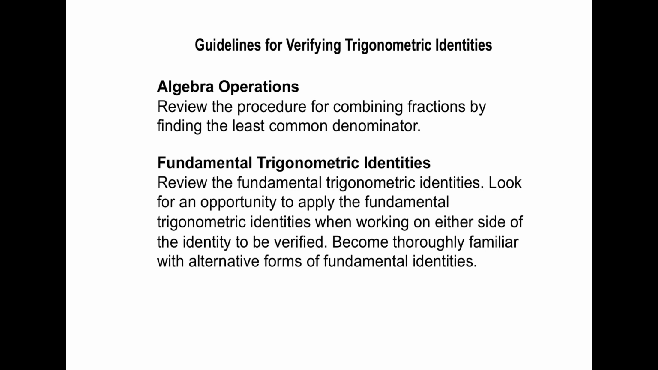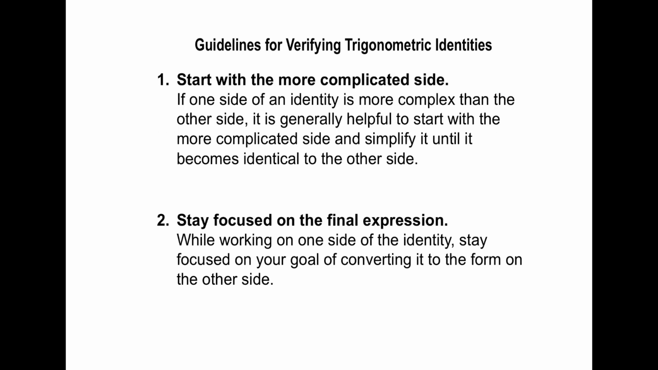So just to review some of the strategies we used here. Algebraic operations: we review the procedures for combining fractions by finding the least common denominator. So we're going to use algebraic operations to rewrite things. We're going to use the fundamental trig identities. Sometimes this will actually save us a lot of time. It's not always easy or the best way to always switch them to sine and cosine and to rewrite them, but that is helpful as well.